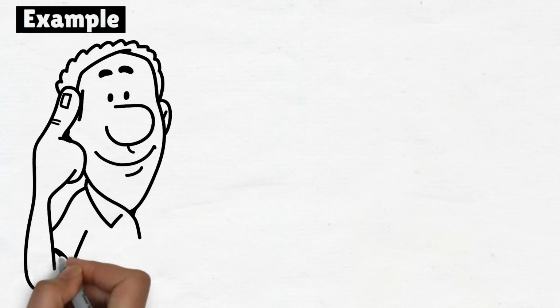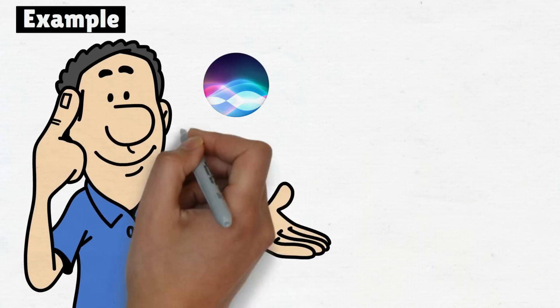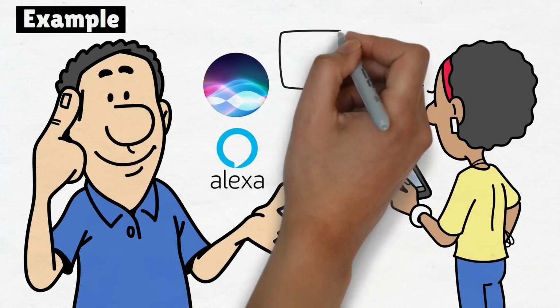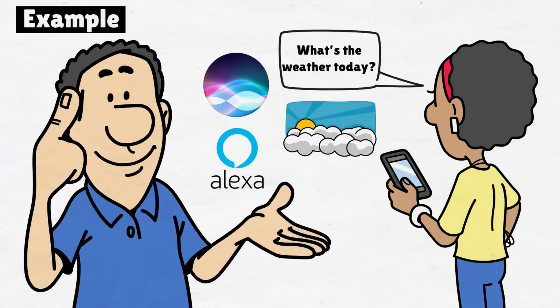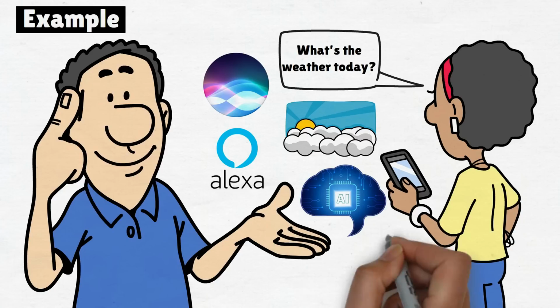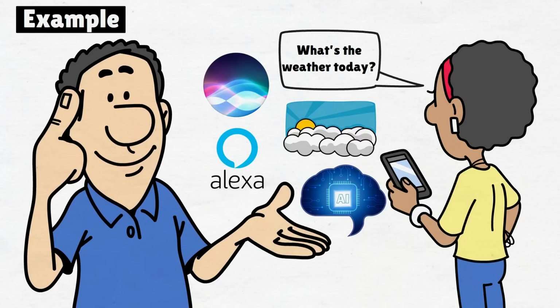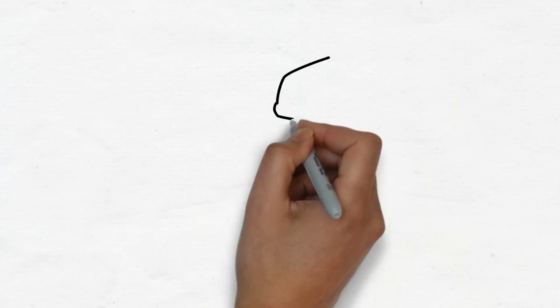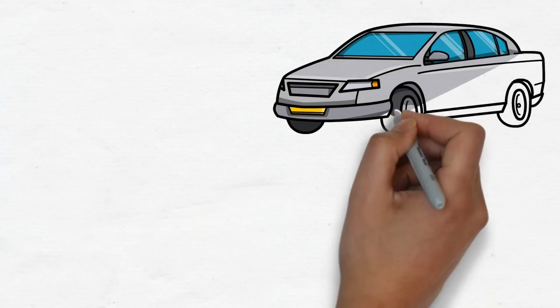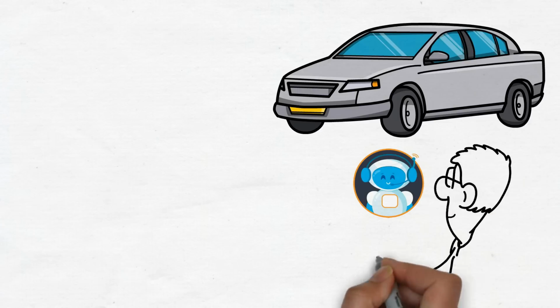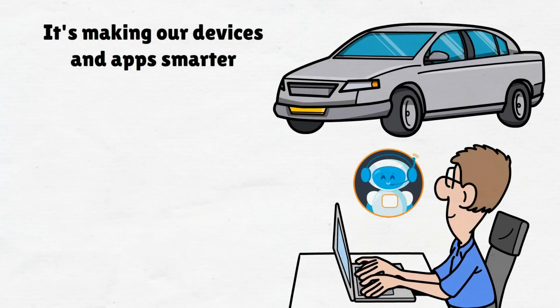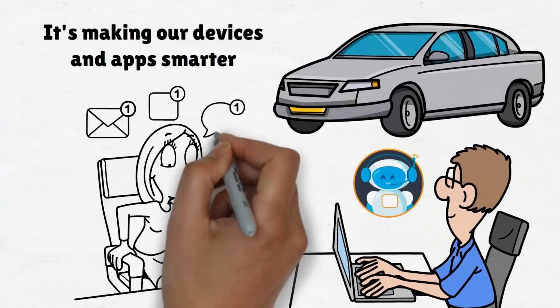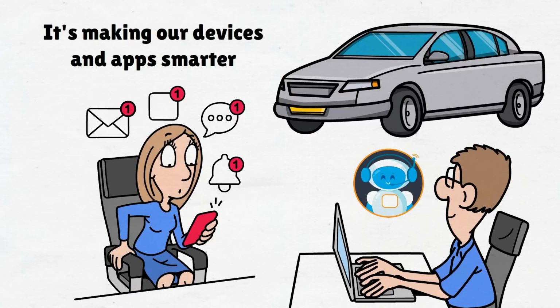Example: think about Siri or Alexa. When you ask them a question like, "What's the weather today?" they understand what you're saying and respond with the right information. That's AI working behind the scenes to figure out your question and give you the answer. AI is everywhere now, from cars that can drive themselves to chatbots that can help answer customer service questions. It's making our devices and apps smarter by helping them understand and respond to what we need.